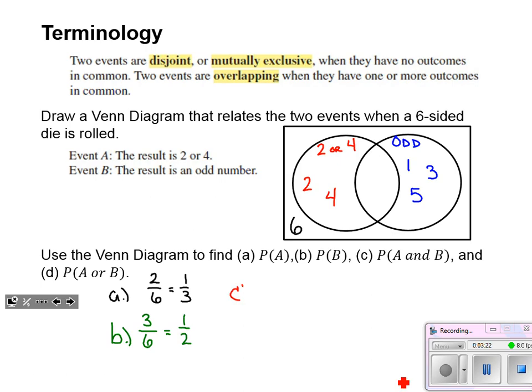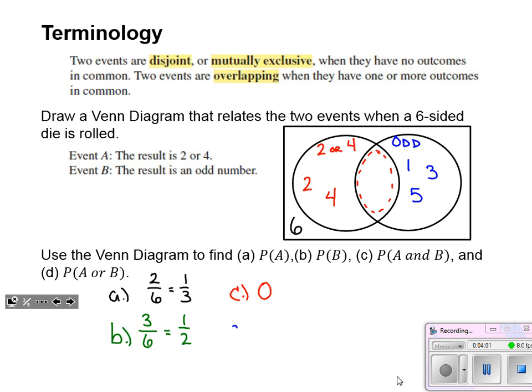Then letter C, the probability of A and B. Okay, well, that means the probability of A and B both occurring. Well, let's see. Is there a way that I can look at this Venn diagram? Can I roll a 2 or a 4 and have it be an odd number as well? No. So how do I express that being impossible? The idea that we have this complete void of outcomes that include both event A and event B. Well, that is a 0 probability of that happening. It will not happen.